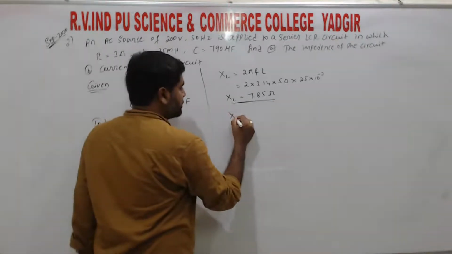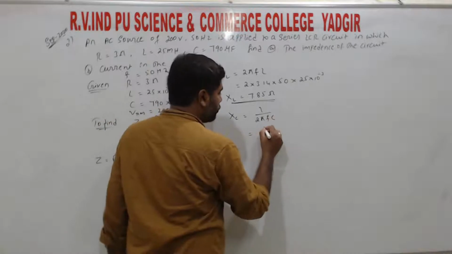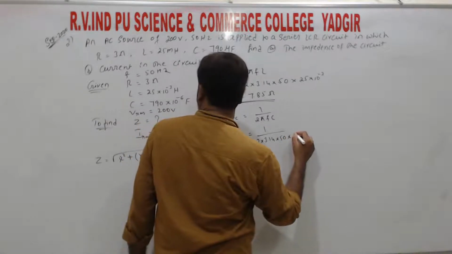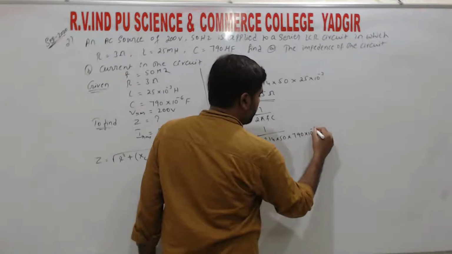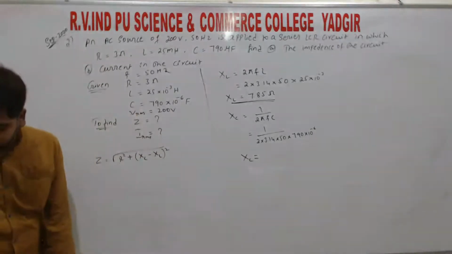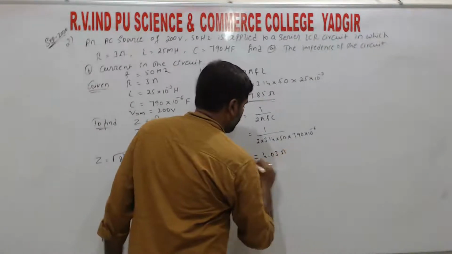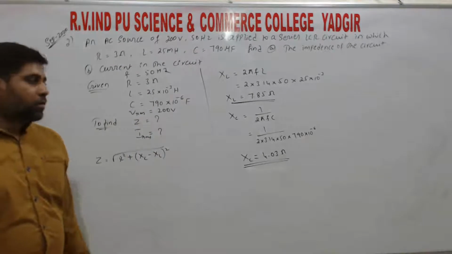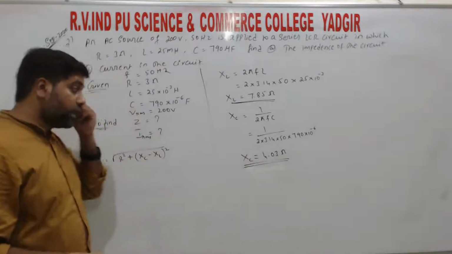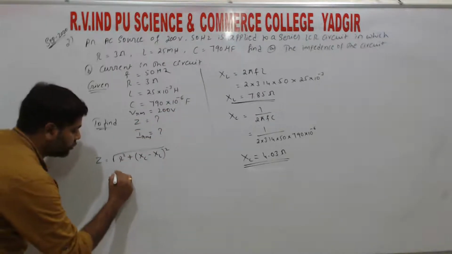Similarly XC, that is equal to 1 divided by 2 pi f C, right? So substitute 2 into 3.14 into 50 into capacitance 790 into 10 to the power of minus 6, right? These two simplify, and we get XC value 4.03 ohm. So this is on the calculator. So simplify and find the value, so we get approximately 4.03 ohm, right? So now we know the values of R, XC and XL. So since all values are known, substitute and simplify.